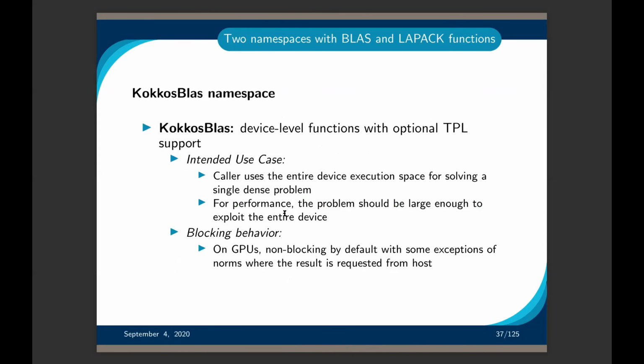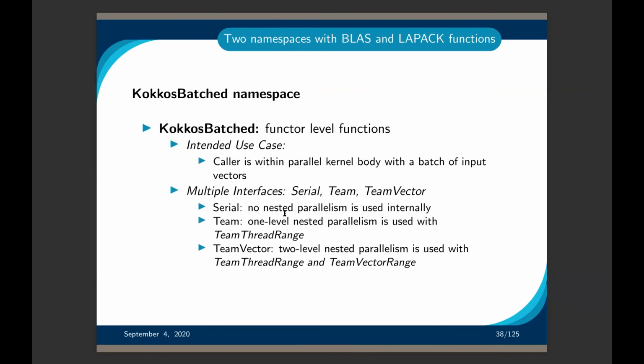Now we have two namespaces. One is Kokkos BLAS, and this Kokkos BLAS namespace uses device-level functions, and it uses the entire device. Usually when we use this on the GPU, it's non-blocking by default. Then if you request a result on the host, it will finish the computation, because it incurs data transfers. Another one is the Kokkos batched interface. This is a more functor-level interface. It has a layered interface with serial, team, and team and vector, and this is supposed to be used inside the user's parallel for.